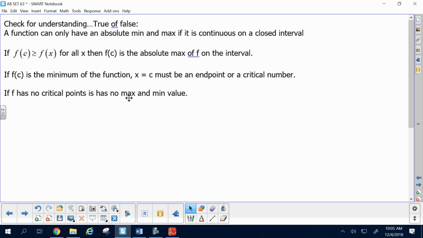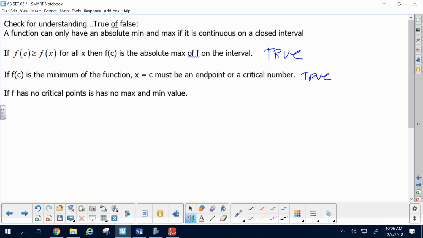Larissa. First one, true or false? True. That is true. If f of c is greater than or equal to all other f values, then it must be absolute max. That's the definition of an absolute max. That's 100% true. Kira, if f at c is the minimum, x equals c must be an endpoint or a critical number. That is true. The absolute min can only occur at an endpoint or a critical number. It must have something going for it.